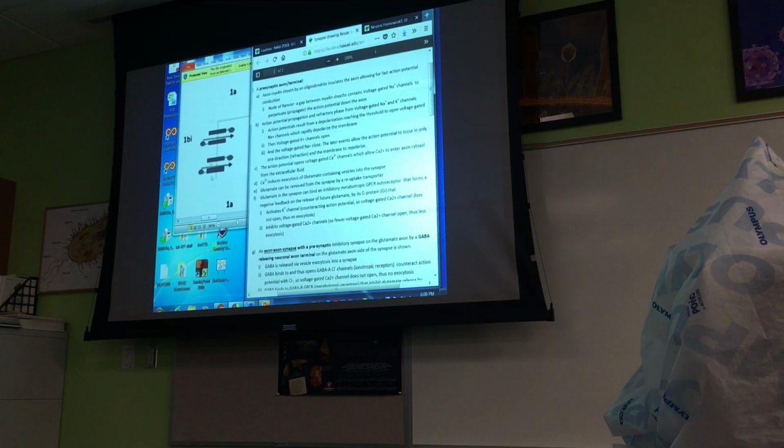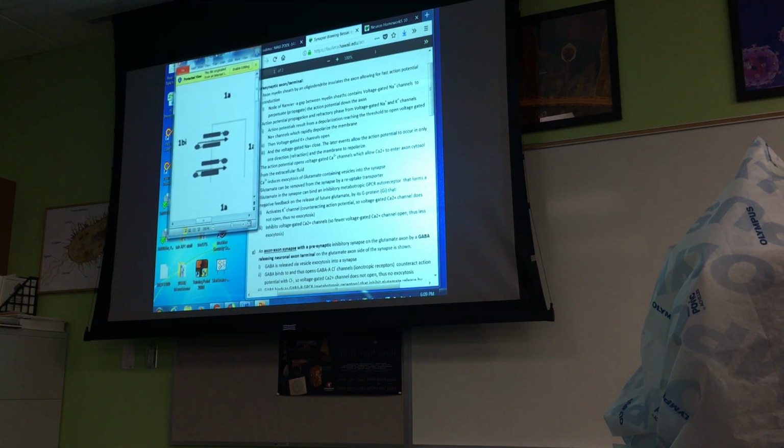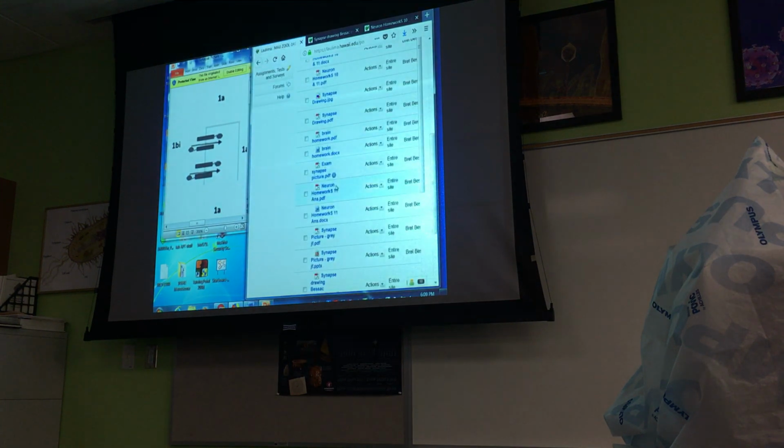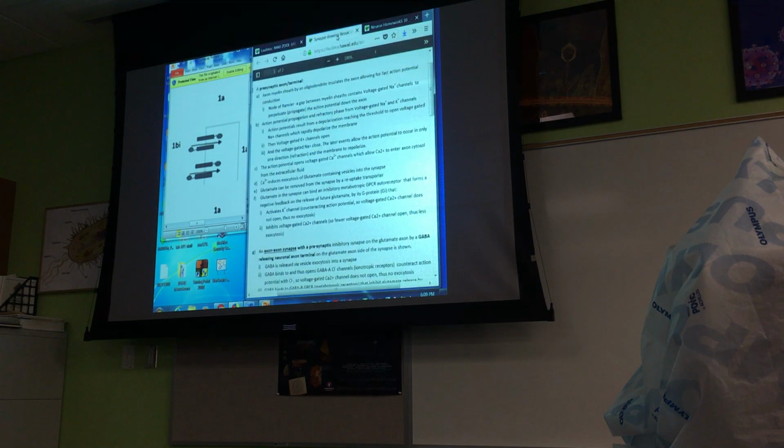Okay. This explanation is under homework? I think it is. Yes. Okay, so we're starting out at 1A. This is a presynaptic axon, and the 1A is the myelin sheath by an oligodendrite, which insulates the axon, allowing for a fast action potential conduction, also known as saltatory conduction.